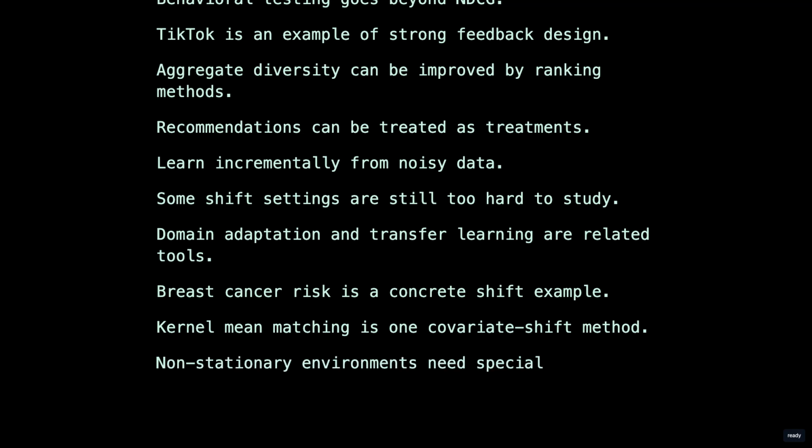The environment is the key idea there. The data generating process is not fixed. When that happens, a model needs methods designed for change, not just a one-time training fit.